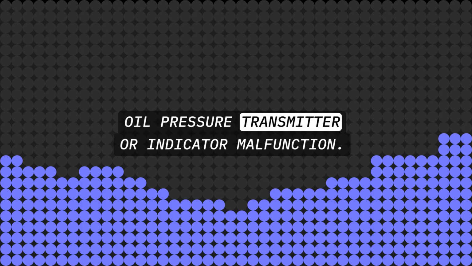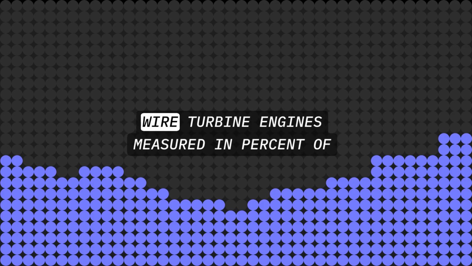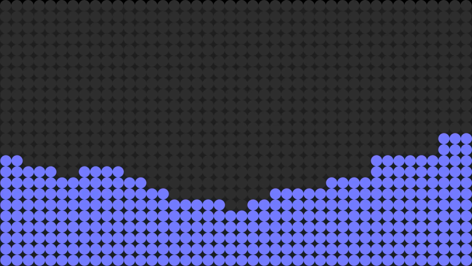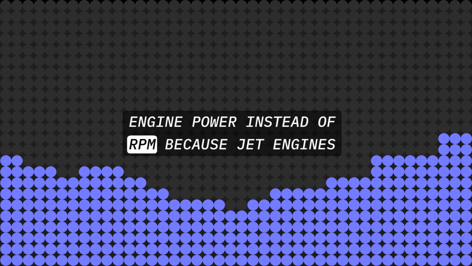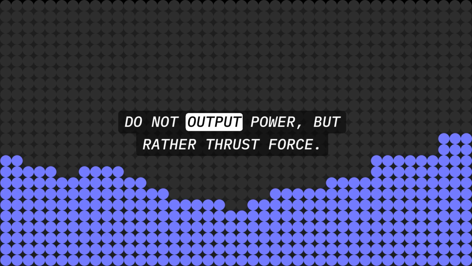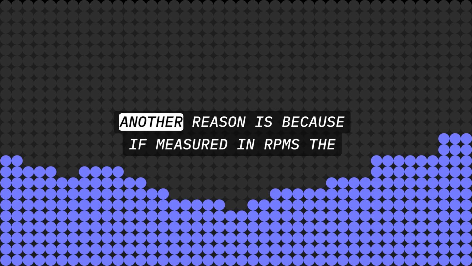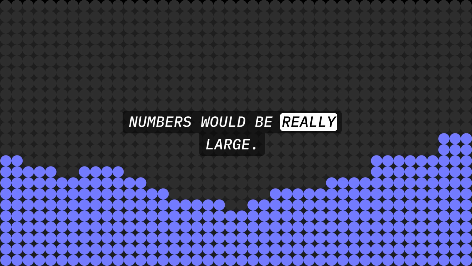Oil pressure transmitter or indicator malfunction. Why are turbine engines measured in percent of engine performance instead of RPM? Turbine engines are measured in percentage of engine power instead of RPM because jet engines do not output power, but rather thrust force. Another reason is because if measured in RPMs, the numbers would be really large.